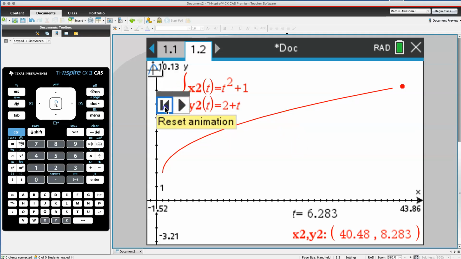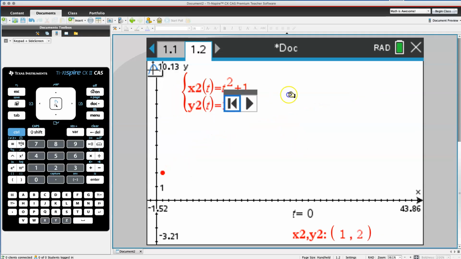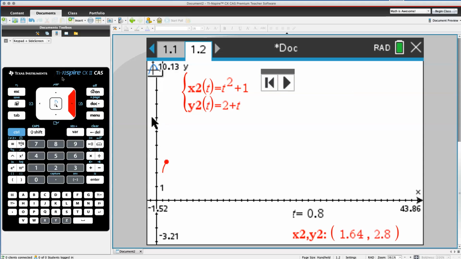The other thing I want you to look at is how this actually is going to work. So I'm going to move this play button out of the way. And this time I want you to focus on these arrows here. If I press my right arrow, my t's will increase. And again, with parametrics, we're concerned about the path plot. So as my t's increase, we're moving up and to the right. If I have my t's decrease, I'm moving down and to the left.